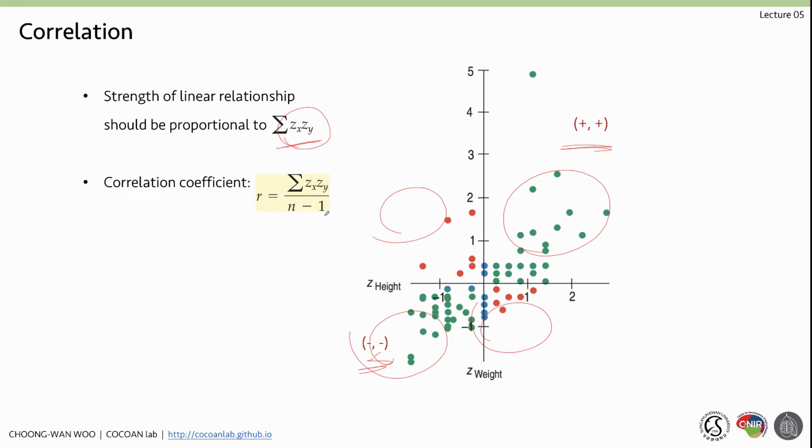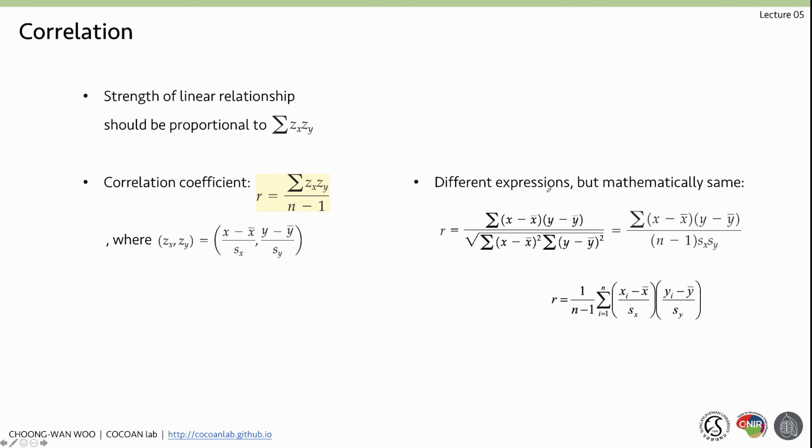So we can define the correlation coefficient using this, because the sum of z_x times z_y is, if they are the same, z_x times z_x, and the sum of this is n-1 by definition, because it's divided by the standard deviation. This value goes from -1 to 1. So the correlation value ranges from -1 to 1. There are other different expressions, but mathematically they are the same. This is exactly the same as this. Yeah, as you can see here.